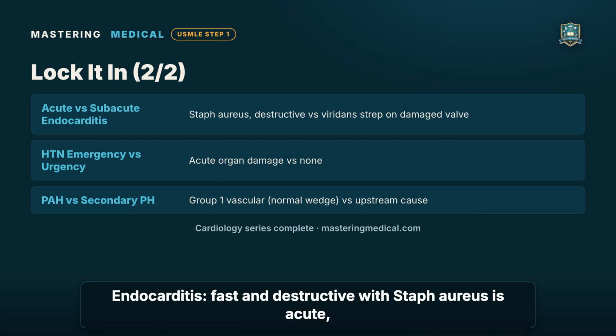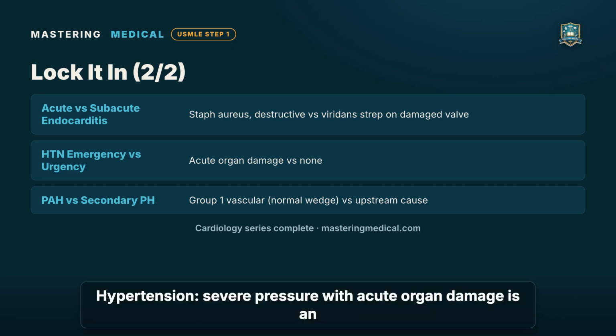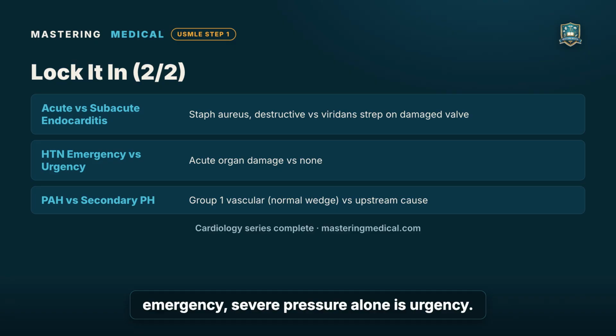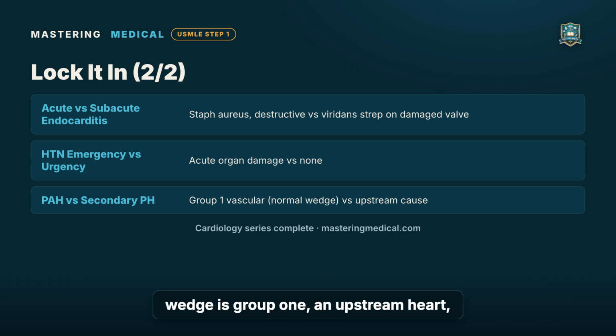Endocarditis, fast and destructive with Staph aureus is acute. Slow with viridans strep on a damaged valve is subacute. Hypertension, severe pressure with acute organ damage is an emergency. Severe pressure alone is urgency. And pulmonary hypertension, pulmonary vascular disease with a normal wedge is group 1. An upstream heart, lung, or clot cause is secondary.